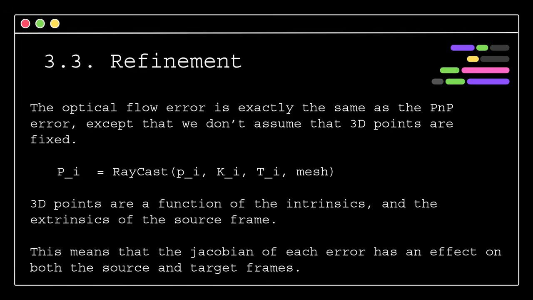Interestingly, the optical flow error is exactly the same as the BNB error, with one key difference. In BNB, we assume the 3D points are fixed and known. But with optical flow, the 3D points are not fixed. They depend on the pose and intrinsics of the source frame. And as we optimize the poses of the frames with iterations of optimization, these 3D points are changed accordingly. We can actually use this information to get a better Jacobian by differentiating the error through the source and target frame, unlike the error in BNB, where we only differentiate the error through the target frame and we assume the 3D points to be fixed.